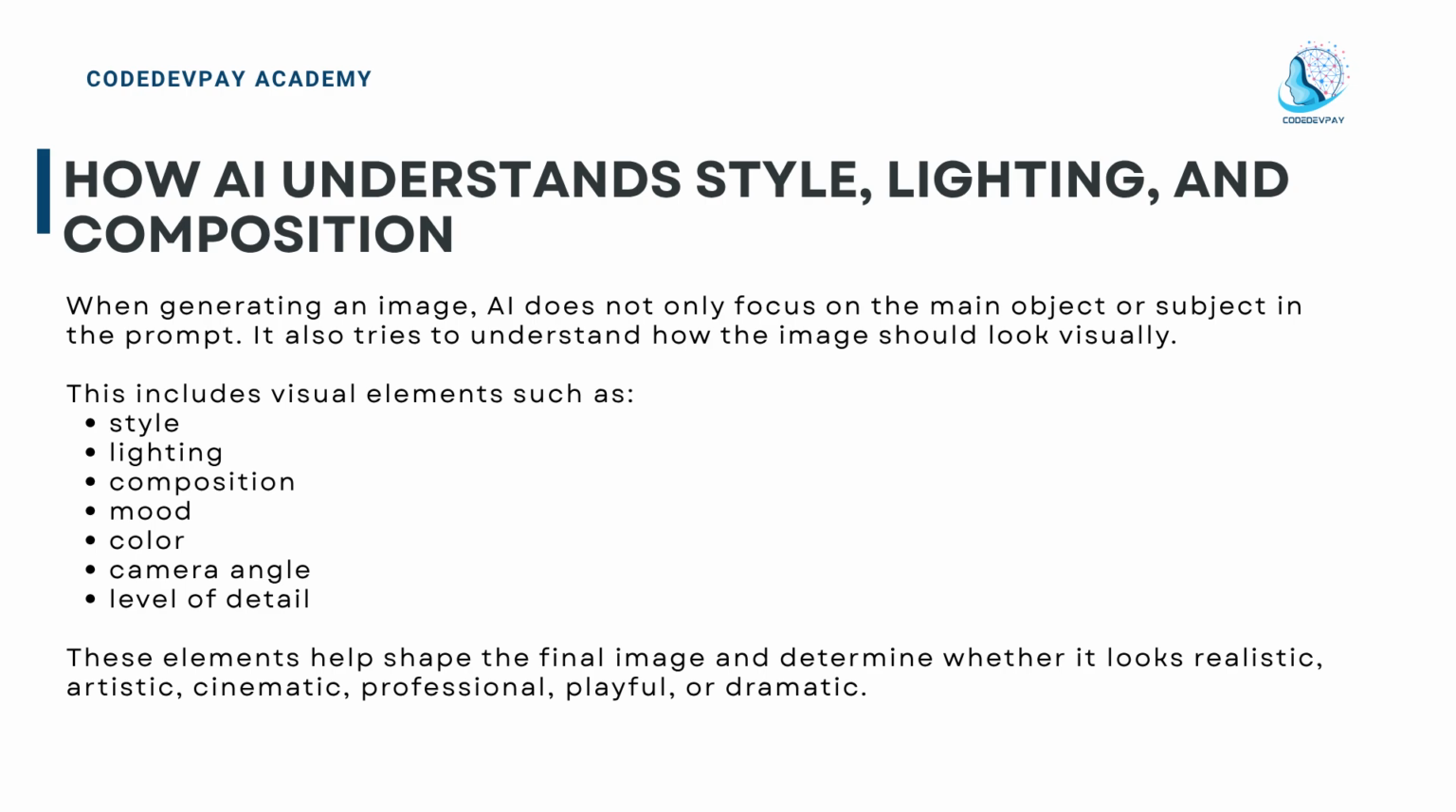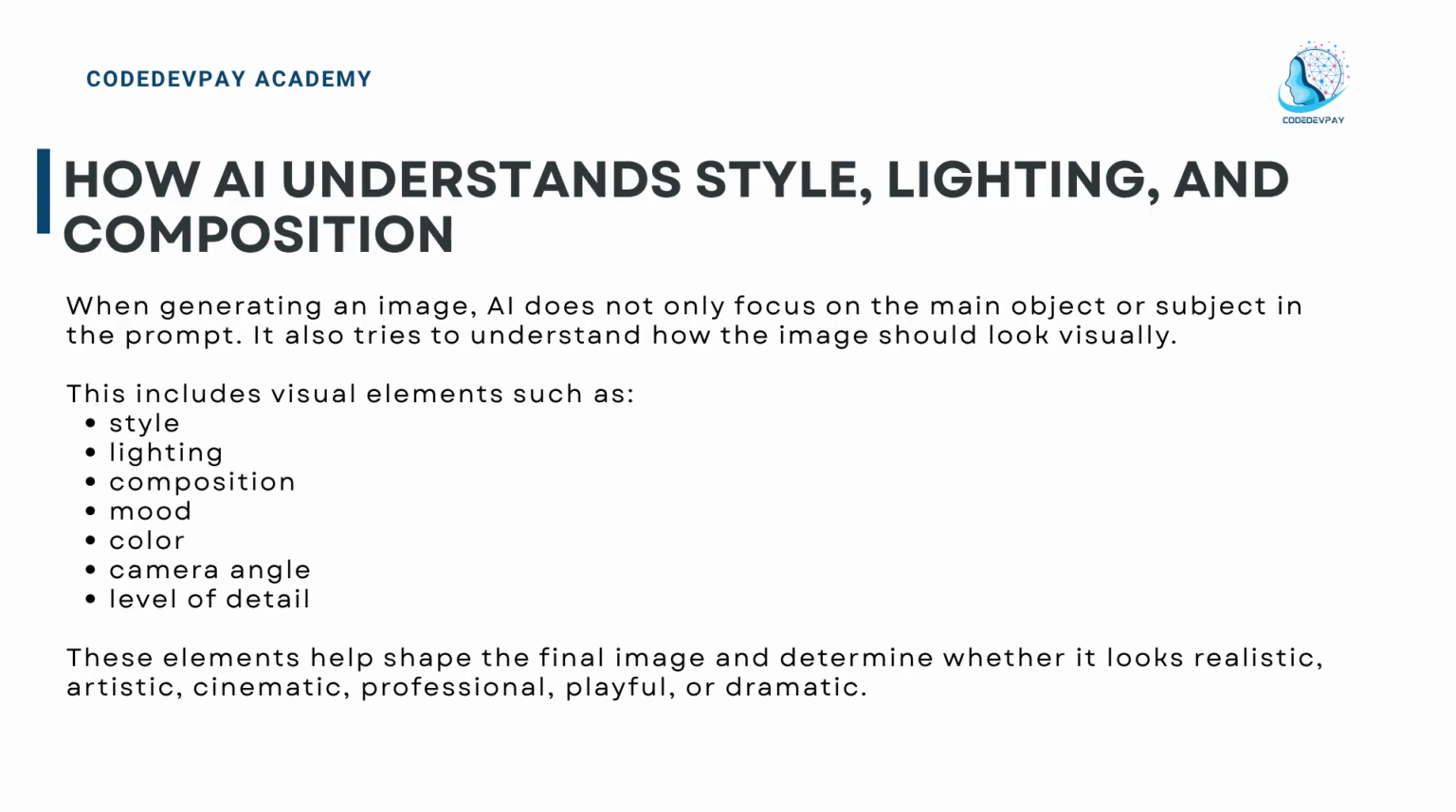Now let's talk about composition. Composition is the arrangement of objects and visual elements in the image. It refers to how the scene is organized and how the viewer's eye is guided through the image. Composition answers questions like: where should the main subject appear? Should the image be close up or wide angle? What should be in the background or foreground? And what should the viewer notice first?